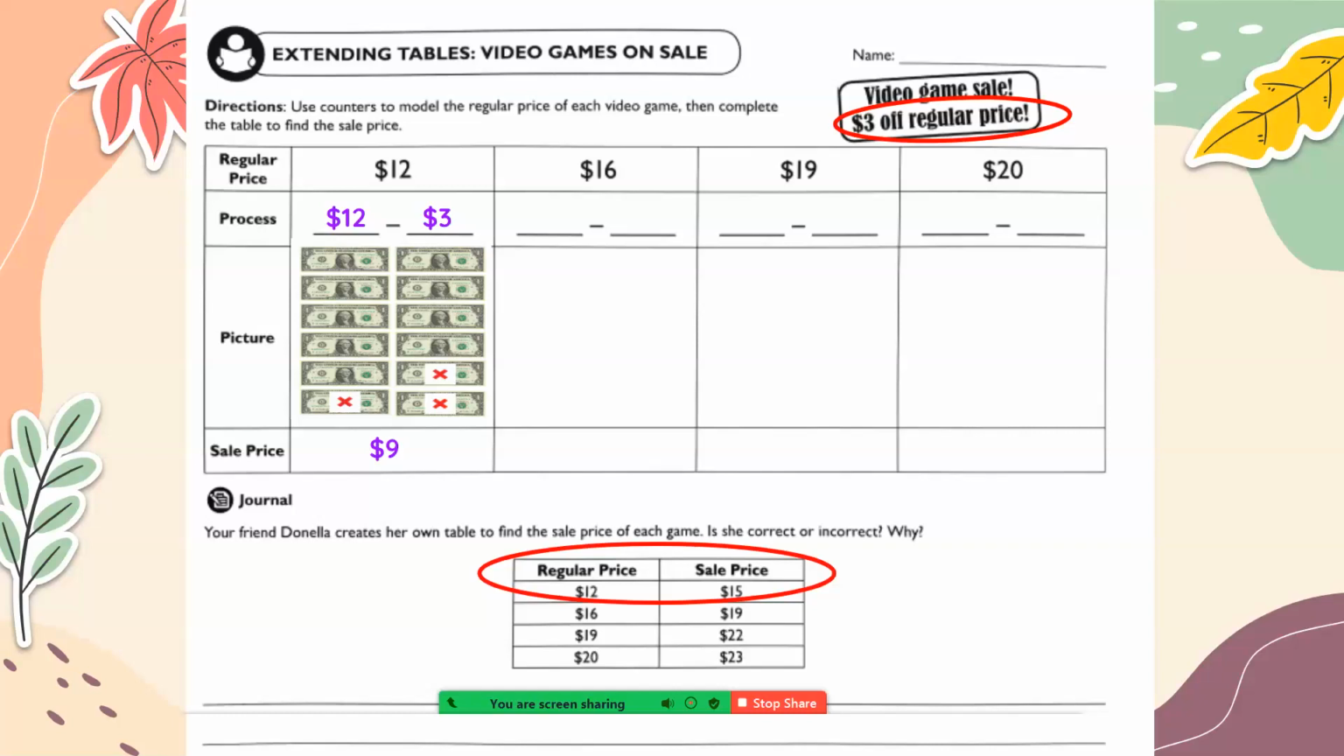When I look at the regular price and the sale price, well, I do see a $3 difference, but the sale price is more than the regular price. So is Donella correct? No, because the sale price should be less than the regular price. So these are things that come very easy to us, but we've got to teach our students how to read the tables correctly and make sure they're reasonable. Okay, so that's one of the activities that you're going to do on that first day.